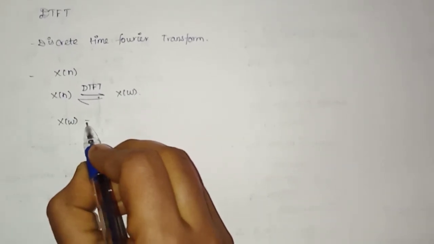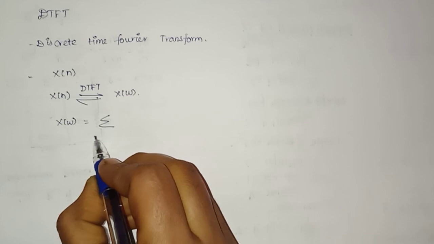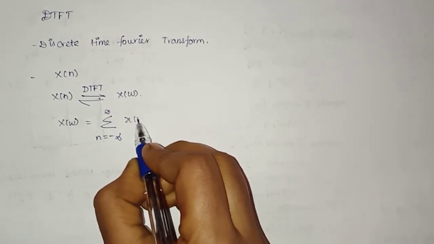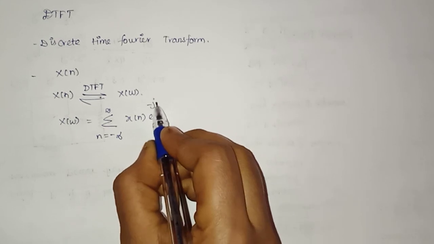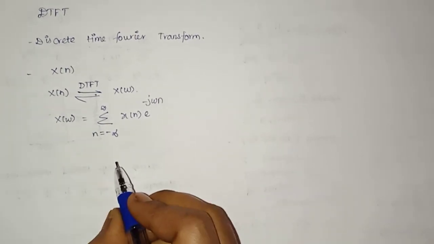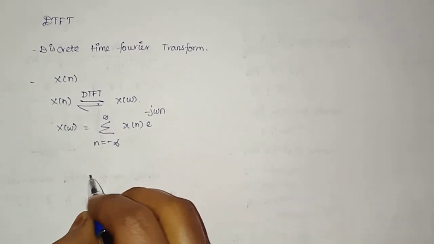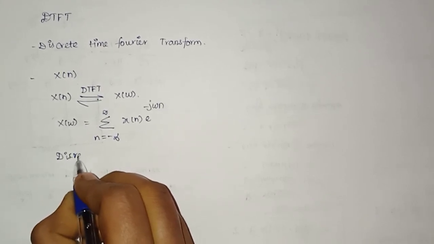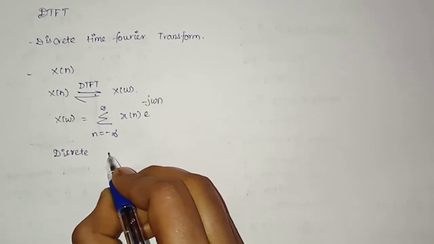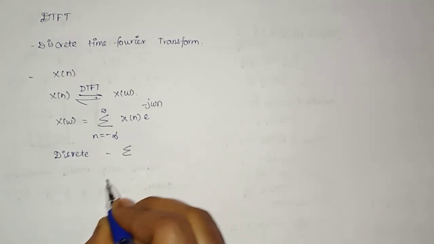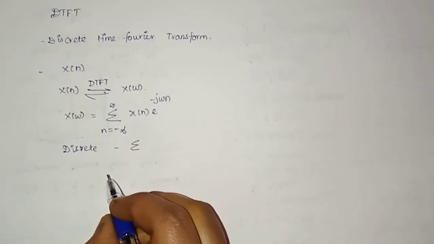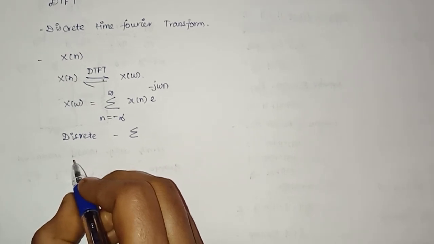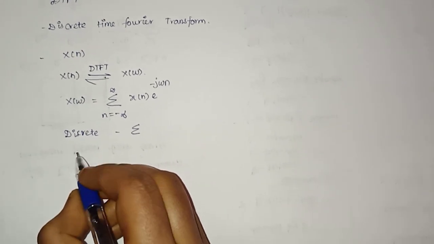The formula for DTFT is, just remember this: x of omega is equal to summation from minus infinity to infinity of x of n e power minus j omega n. Just remember this, whenever discrete comes, the summation must be in the formula. In simple, a discrete time signal can be represented in the frequency domain using DTFT.